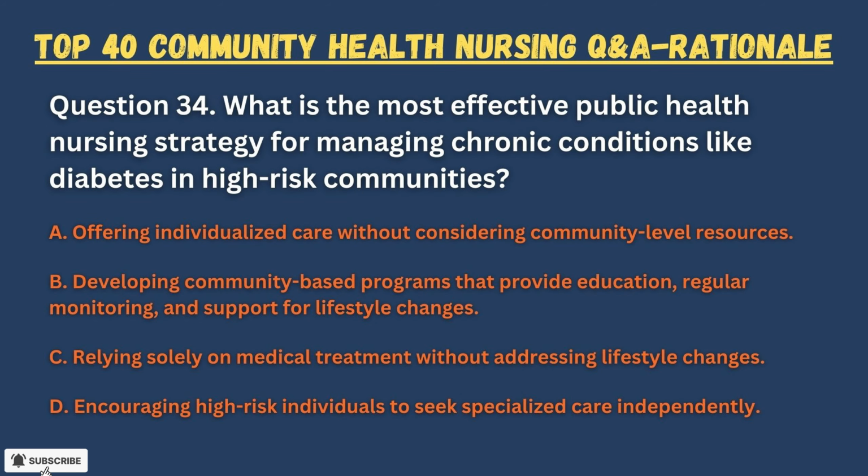Question 34. What is the most effective public health nursing strategy for managing chronic conditions like diabetes in high-risk communities? A. Offering individualized care without considering community-level resources. B. Developing community-based programs that provide education, regular monitoring, and support for lifestyle changes. C. Relying solely on medical treatment without addressing lifestyle changes. D. Encouraging high-risk individuals to seek specialized care independently.